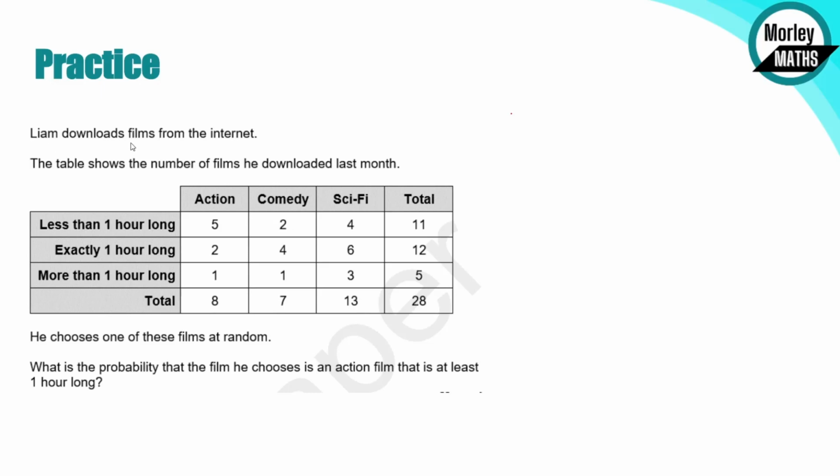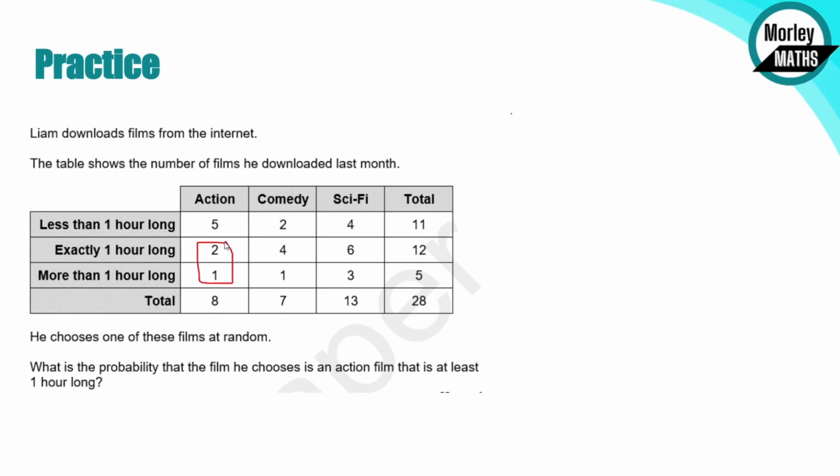So with this one, Liam downloads films from the internet. The table shows the number of films he downloaded last month. He chooses one of these films at random. What's the probability that he chooses an action film that's at least an hour long? So we can look at the action films. That's all we need to be looking at. We can see it needs to be at least 1 hour long.